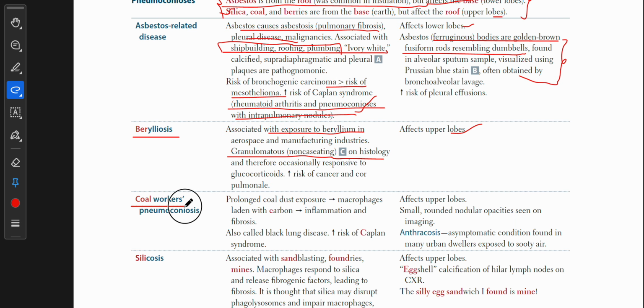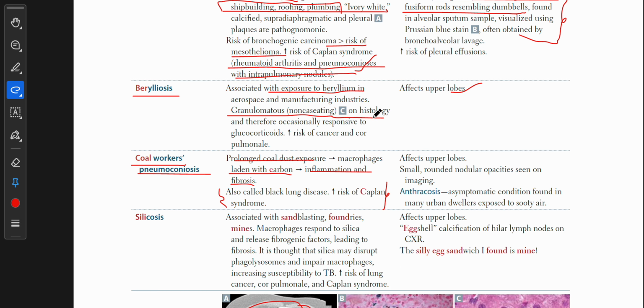And in coal workers' pneumoconiosis, there is prolonged coal dust exposure that causes macrophages laden with carbon, and inflammation and fibrosis. It is also called black lung disease, with increased risk of Caplan syndrome, as I said earlier, rheumatoid arthritis and pneumoconiosis with intrapulmonary nodules.